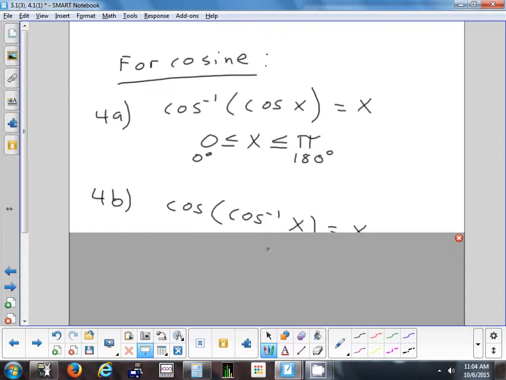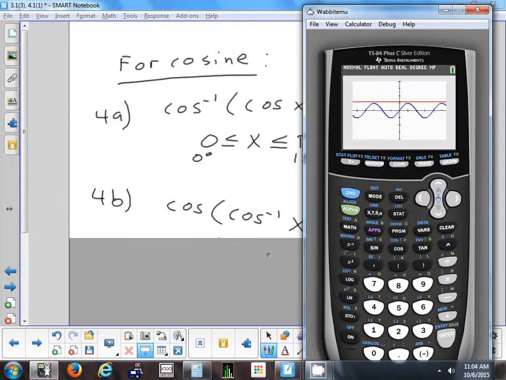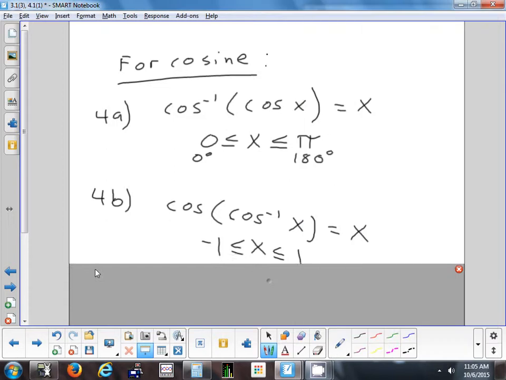Okay, and 4b. Same idea as formula 2b. Inverse is on the inside, regular one's on the outside. The restriction here is going to be how high and low cosine goes. So let's graph that. What's the highest and lowest it looks like cosine goes? It's 1 and negative 1 again.